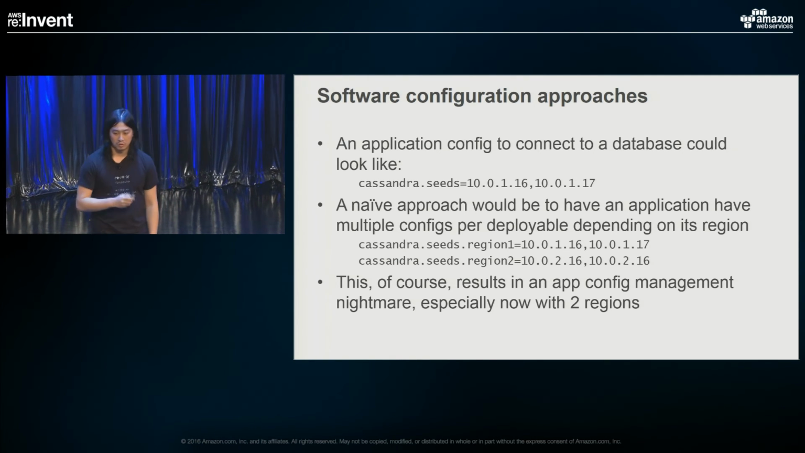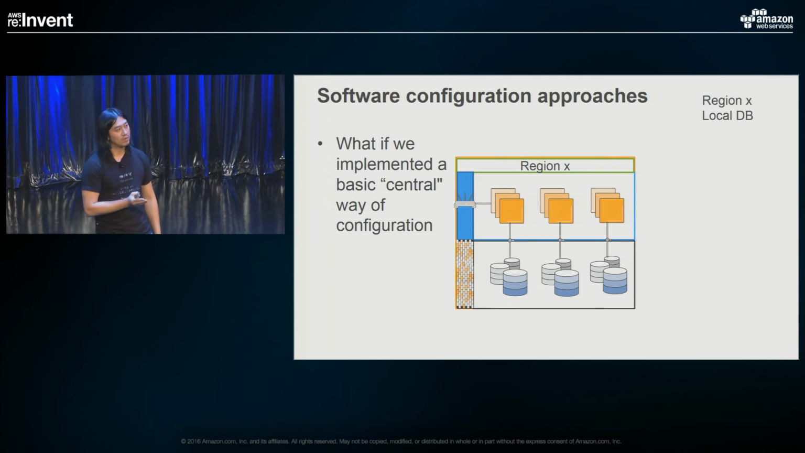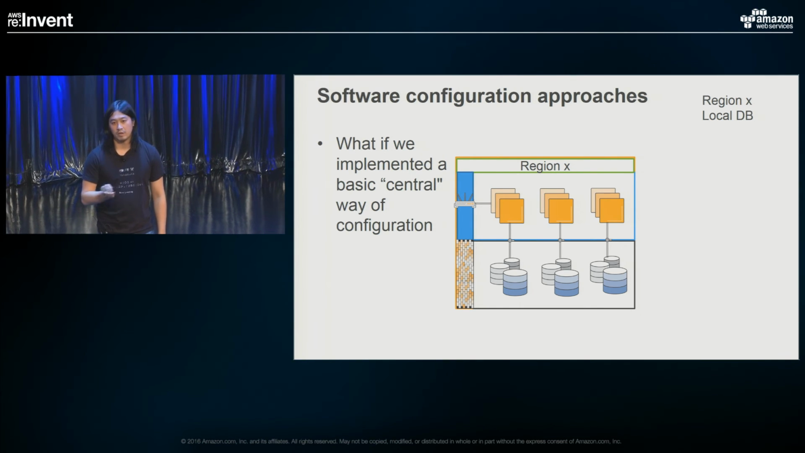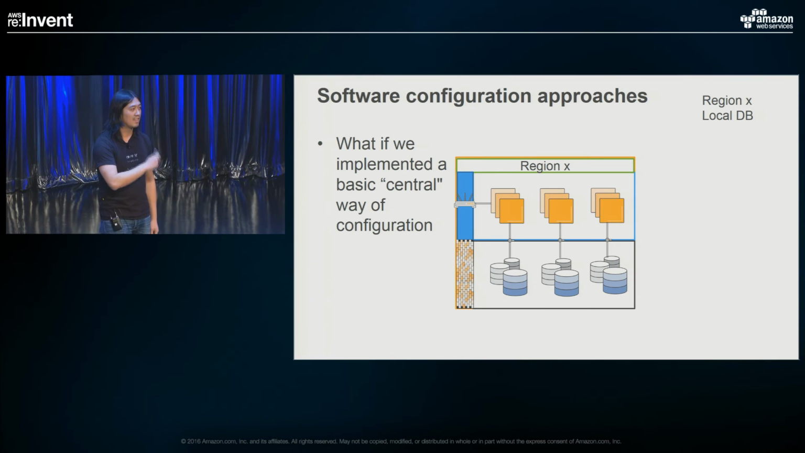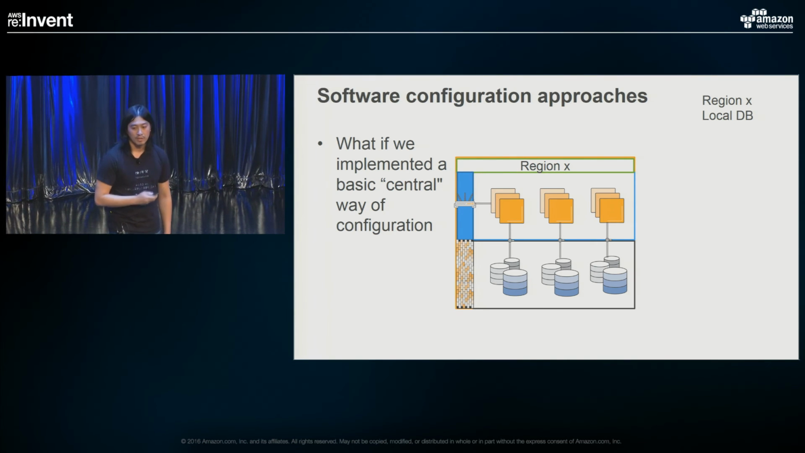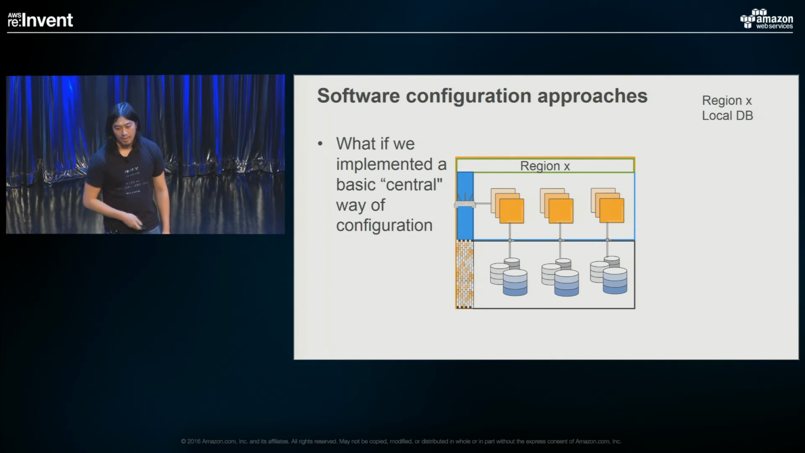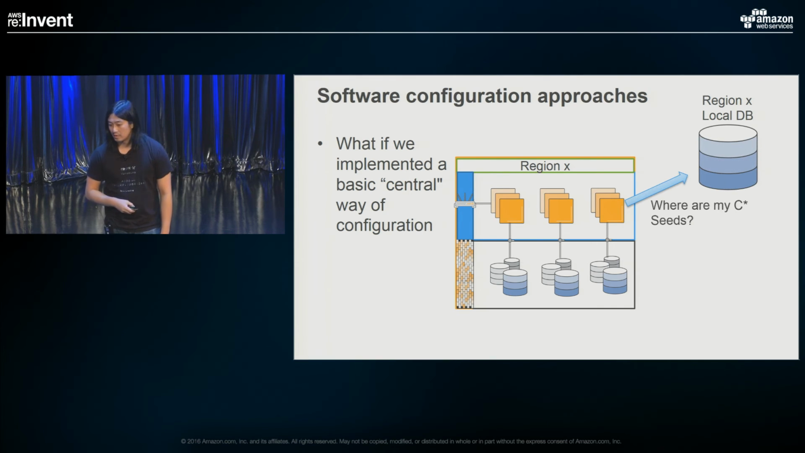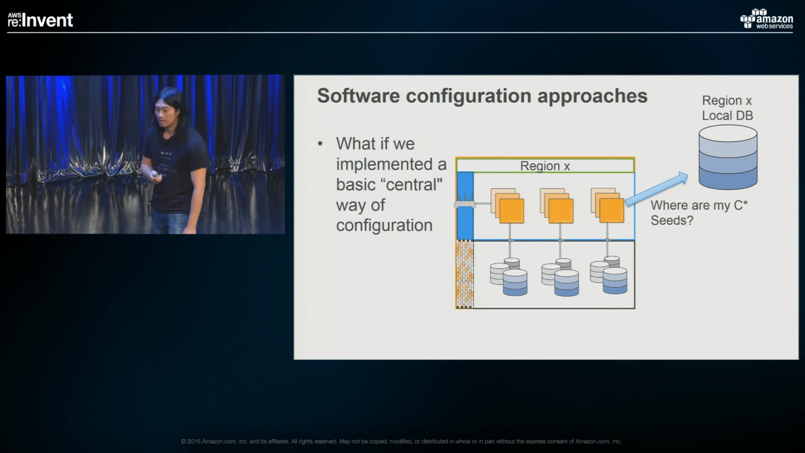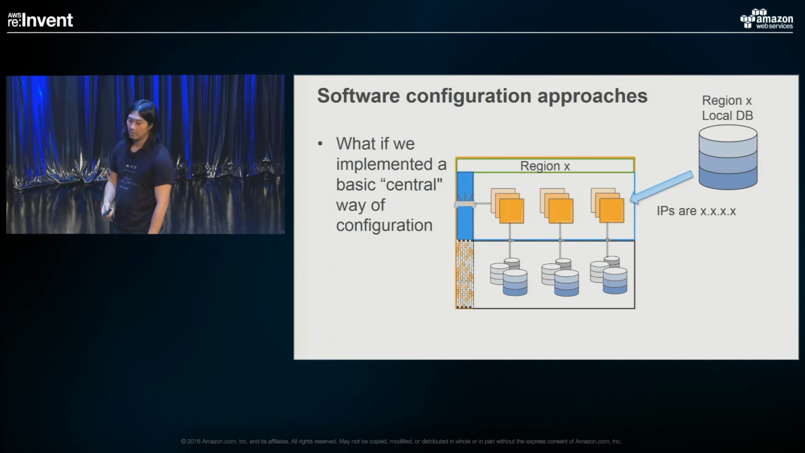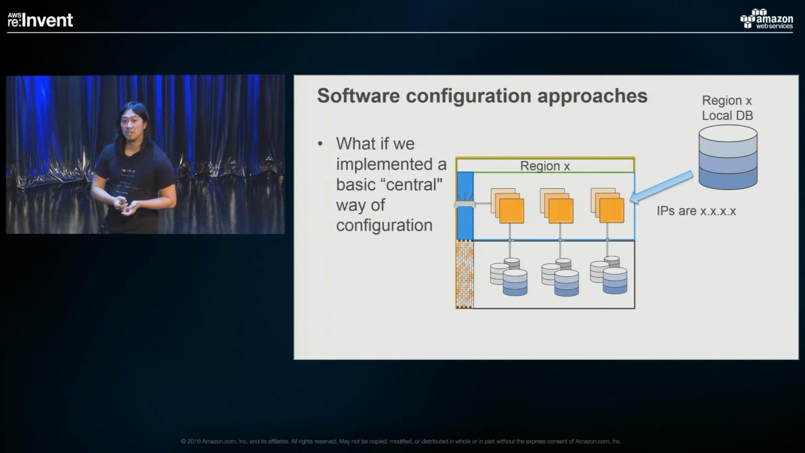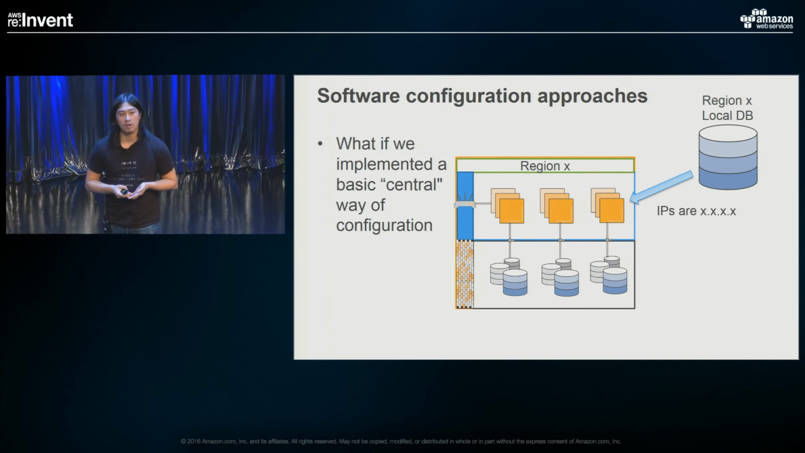So what did we do? What if we implemented some kind of basic form of central configuration, or a way to look up the things within a region when you need them? So for example, let's say we had some kind of region local DB. Where are my Cassandra seeds? Okay, I'll tell you. It is these IPs, and then your application can know. So now your region is telling your application what it needs to do.